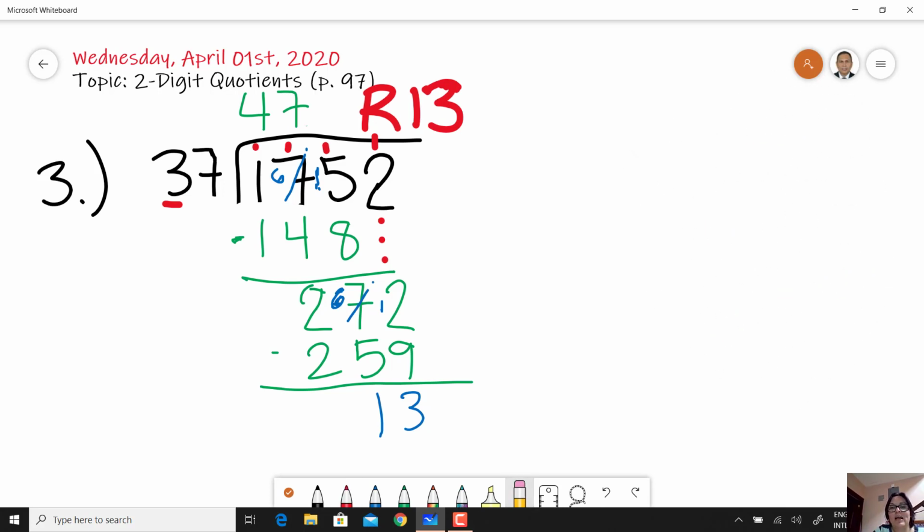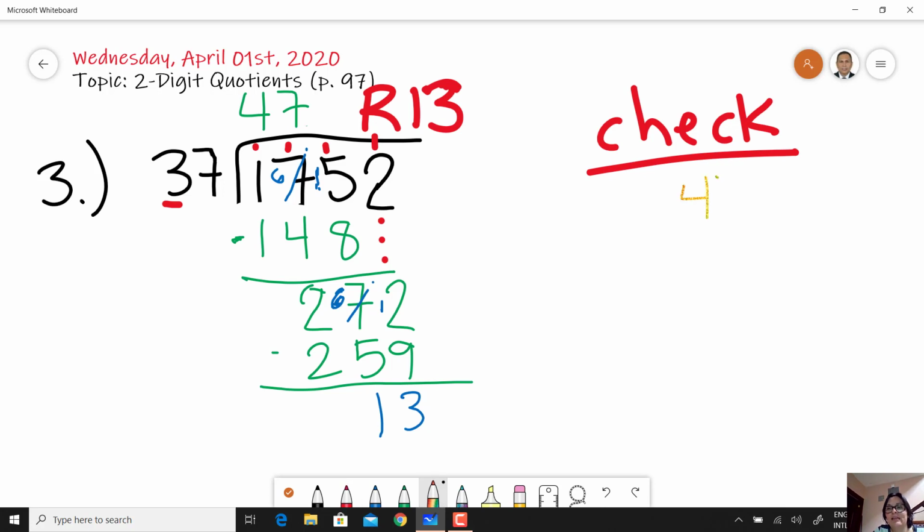And how do you know if that one is okay? Let's check. So we have to check. And we are going to multiply 47 times 37. And then we are going to add the remainder, that is 13. 7 times 7, 49. Okay, 40 here. 7 times 4, 28. Excellent. Plus 4, 32.